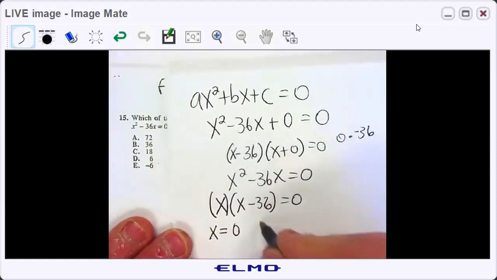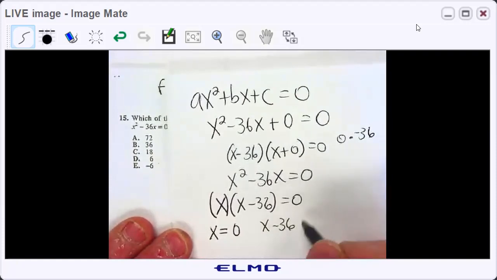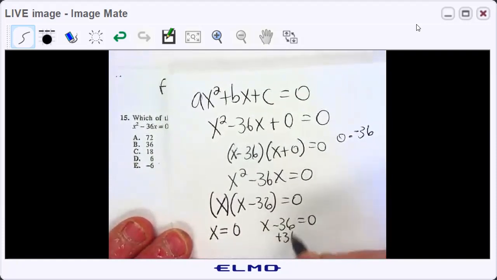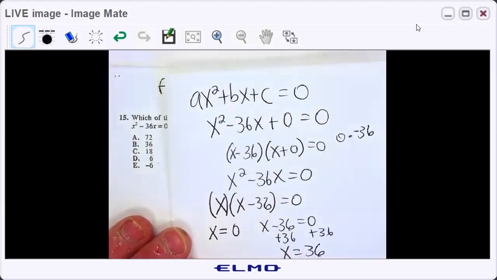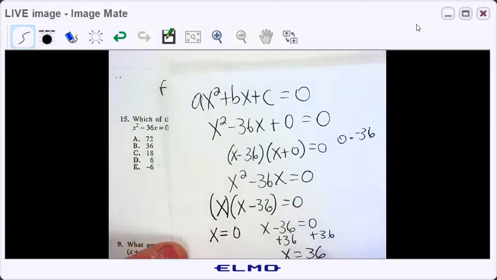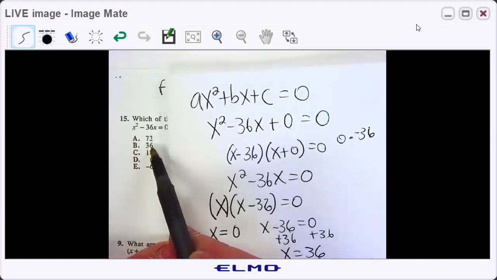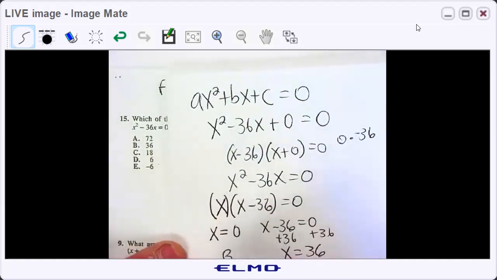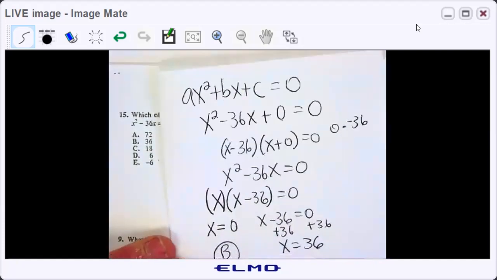It would also give you 0. And for the second one, if we add 36 on both sides, that would give us the other solution. So this one has two solutions, but they only wanted one of them: 0 and 36. So the choice that we're going to pick for this one is B, 36.